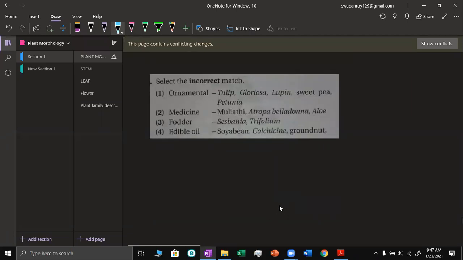Here is the question. Select the incorrect match. This is the group of plants: ornamental, medicine, fodder, edible oil. So in the ornamental, tulip, gloriosa, lupin, sweet pea, petunia. This is correct. All these are garden plants. Sweet pea is a garden plant. Ornamental, lupin is that, petunia.